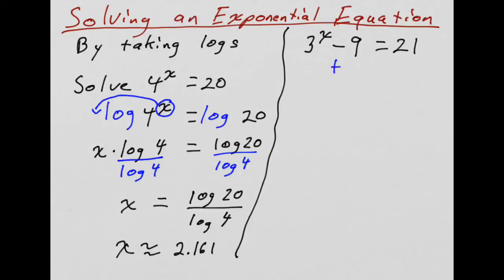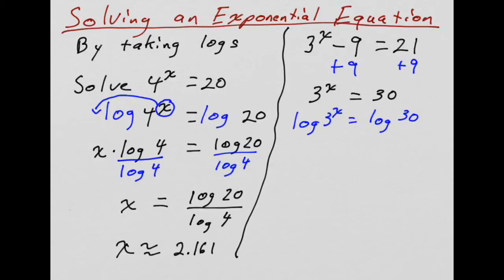Get my blue ink here. So we'll do plus 9. On this side, I'm left with 3 to the x. Over here, I'll have 30. Now, since the power is by itself, I can go ahead and take the log. So we'll take log of 3^x equals log of 30.